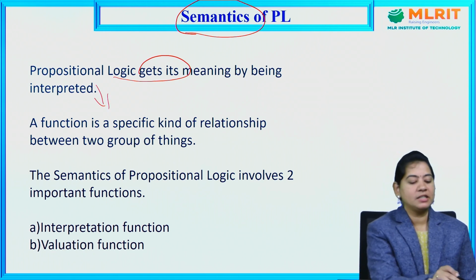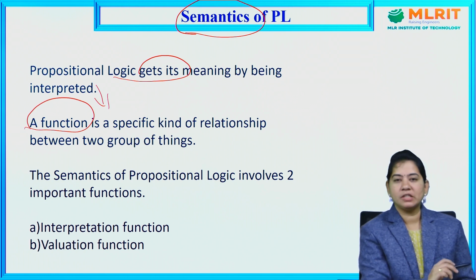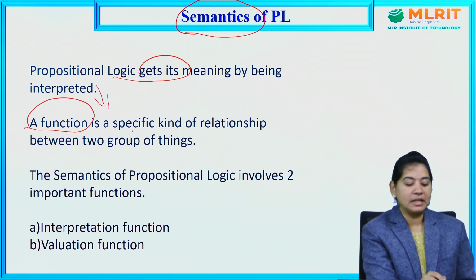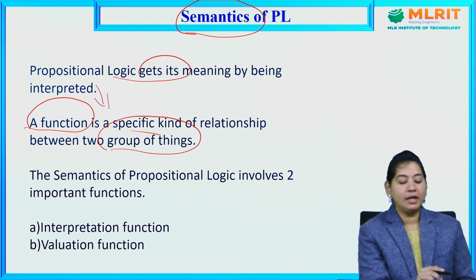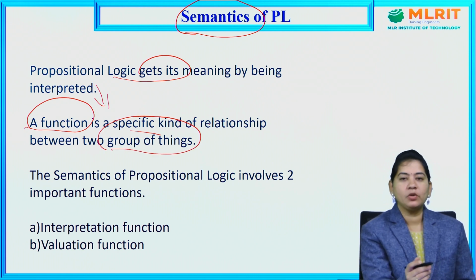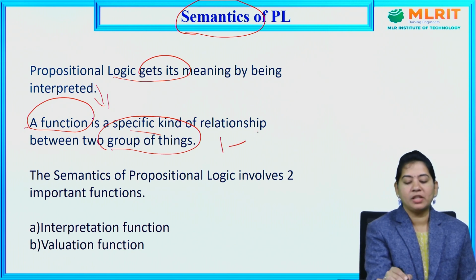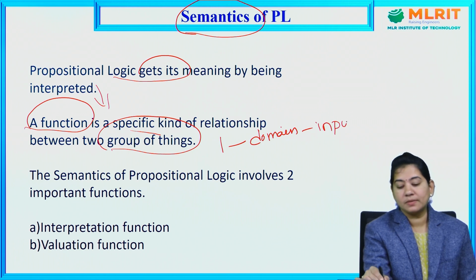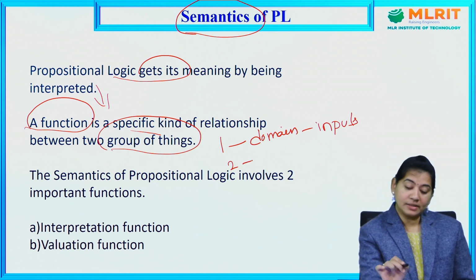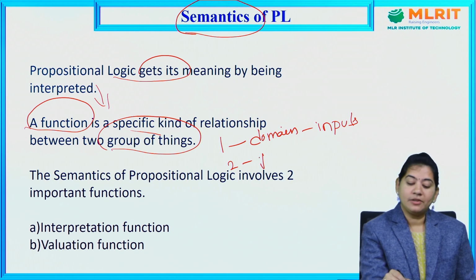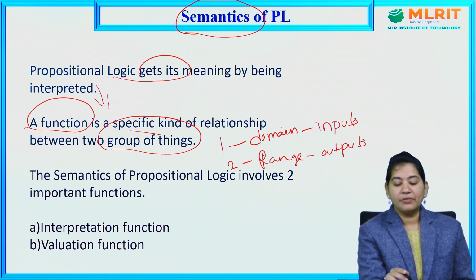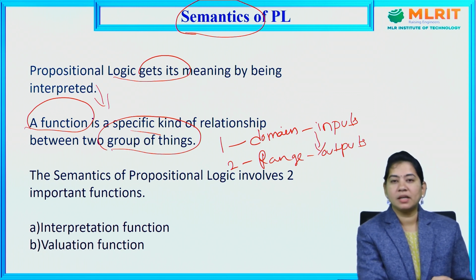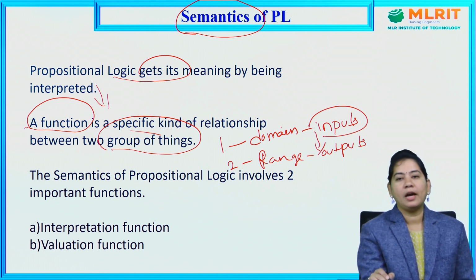First, before going to interpretation, let us understand what a function is. A function is a specific kind of relationship between two groups of things. So here we are going to apply a function between two groups of things. The first group of things is called the domain, or we can also call these inputs. The second group is known as the range, which we can also call outputs or values. The function between these inputs and outputs is such that for every input you will have only one output.